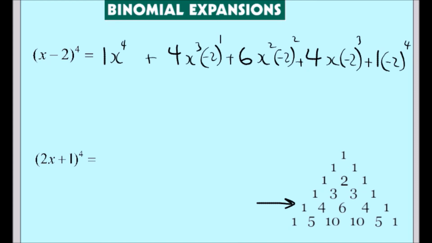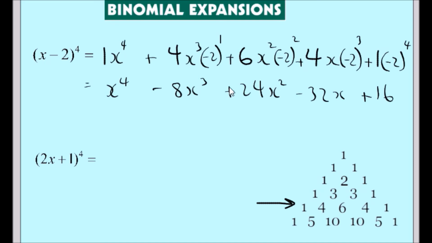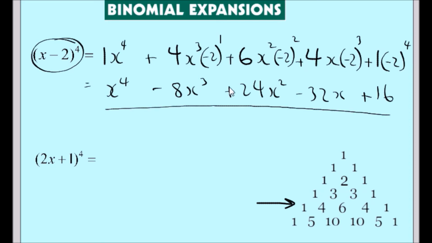And now simplify. So we have x to the power 4 here. Over here we're going to have negative 2 times 4 is negative 8. Over here we're going to have a positive 4 times 6 is 24 to the x squared. We're going to have negative 8 times 4 and x, and negative 2 to the power of 4 will be positive 16. And once again, negative term here, and these terms here are alternating positive and negative.